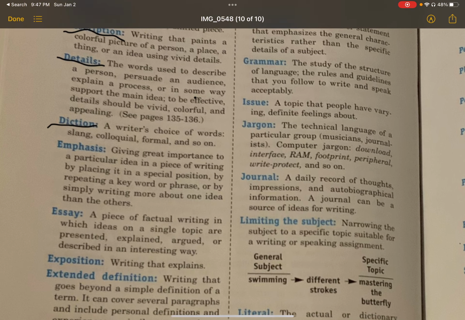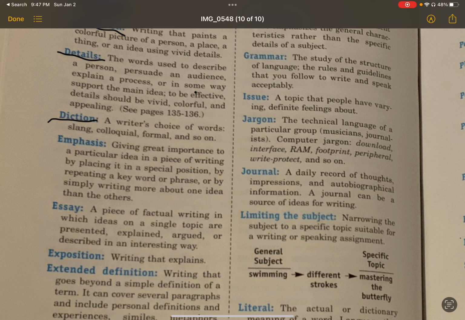Okay. Emphasis. That's just there are different techniques you can use to put more emphasis on certain ideas over others. You can draw attention by repeating keywords or phrases or writing more, or the placement of a certain idea can make it draw more attention to itself.